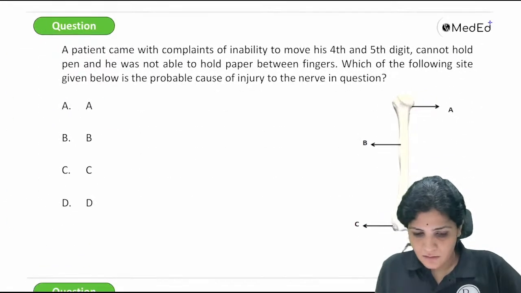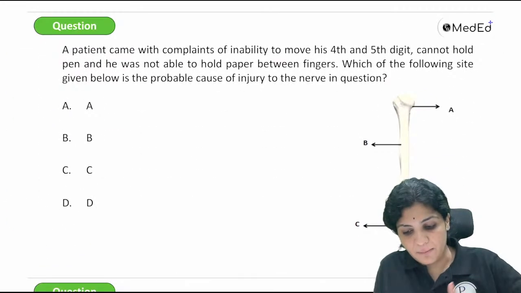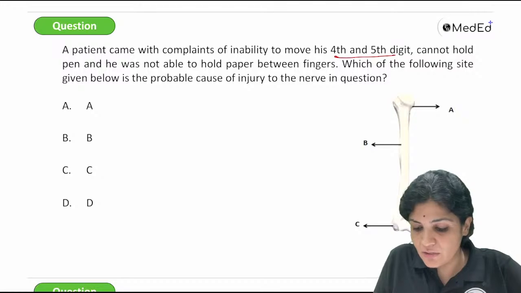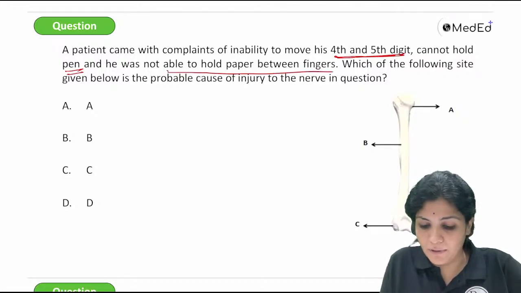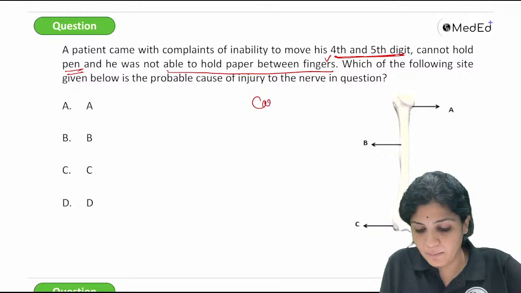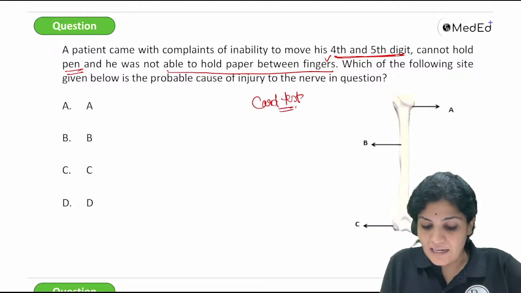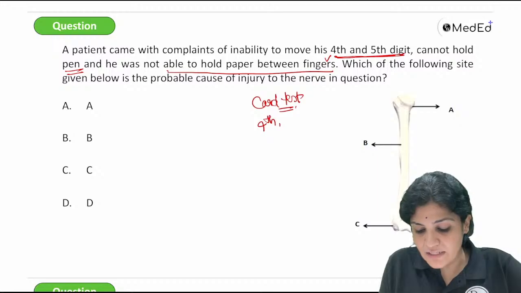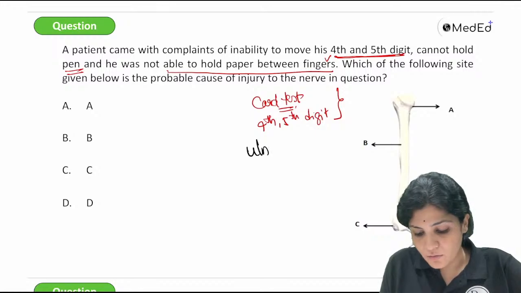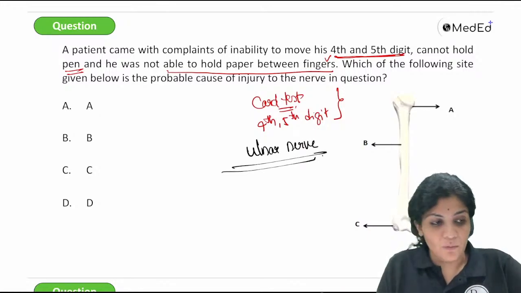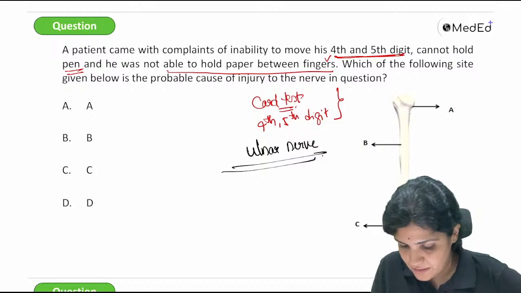Next. A patient came with complaints of inability to move the fourth and fifth digit, so that is the little finger, cannot hold the pen and was unable to hold paper between the fingers. So they were talking about the card test, if you remember. So card test and fourth and fifth digit, which nerve are they talking about? So that is your ulnar nerve. And now you tell me what is the answer to this?